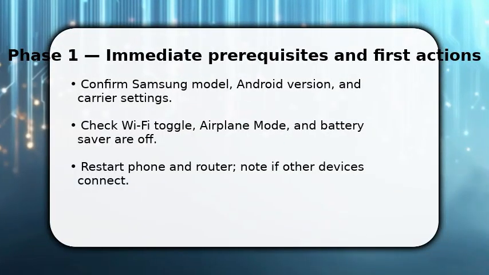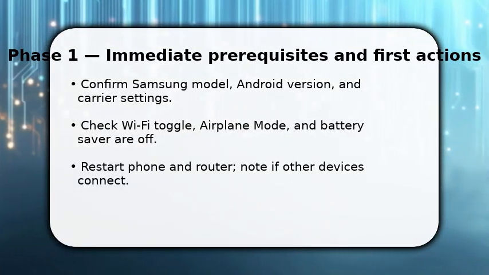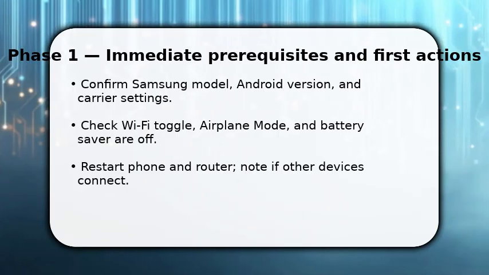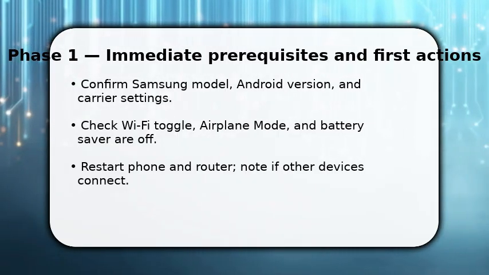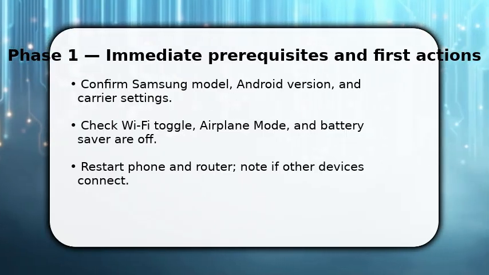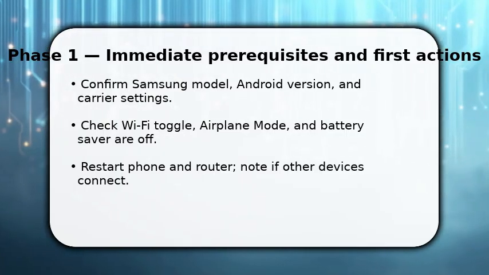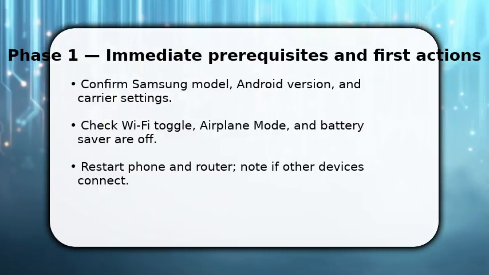You start by verifying basics. Know your Samsung model and Android version because settings differ across models. Turn Wi-Fi off and on, confirm airplane mode and battery saver are off. These block networks. Restart the phone and the router. This clears DHCP and transient issues.